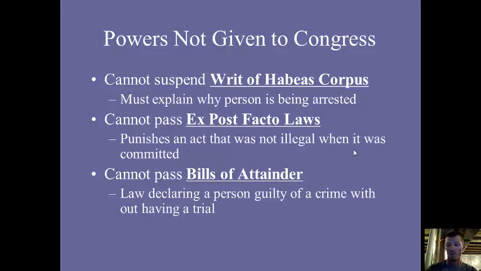They cannot pass what's called bills of attainder. What this means is saying that you're guilty without giving you a trial. You need to have a trial in order to be found guilty. Every individual, no matter what, is guaranteed a trial if they commit a crime. It could be the most obvious crime in the world, but they cannot say you're guilty unless they give you a trial. So bills of attainder just mean that you are guaranteed a trial, no matter what crime you commit.